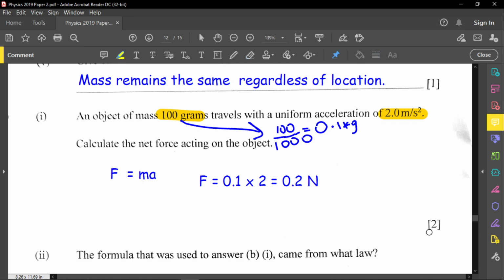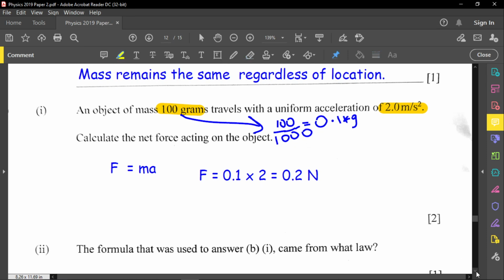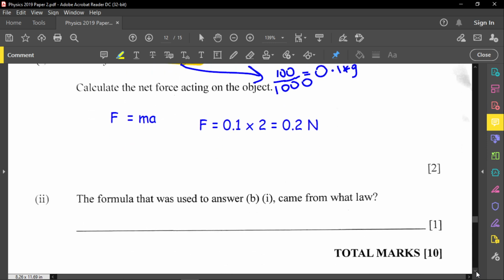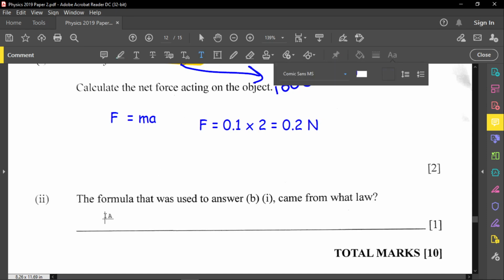Let's go to the next question now. It said the formula that was used to answer B1 came from what law? So in other words, the law that deals with force equals mass times acceleration comes from whose law? And this one is Newton's second law of motion. So this is Newton's second law of motion.